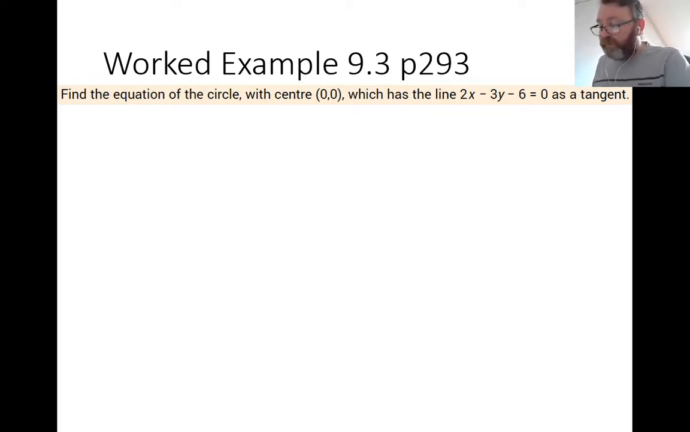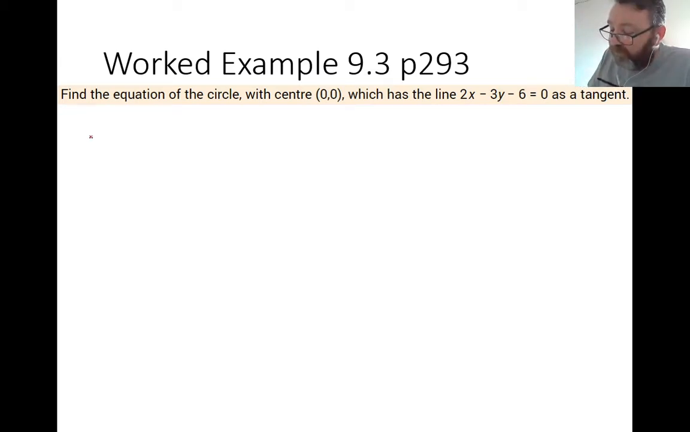Let's take a look at this. Now, this is a worked example in your book, okay? So I'm just going to go through it here. The same solution is in your book, but I'm just going to do it here from the point of view of wanting to point out exactly what we have to do. Find the equation of the circle with center 0, 0, which has the line 2x minus 3y minus 6 equals 0 as a tangent. Now, when I'm doing questions in relation to the circle, I love to be able to draw them to see what they look like. Sometimes it does help an awful lot when you draw these things.